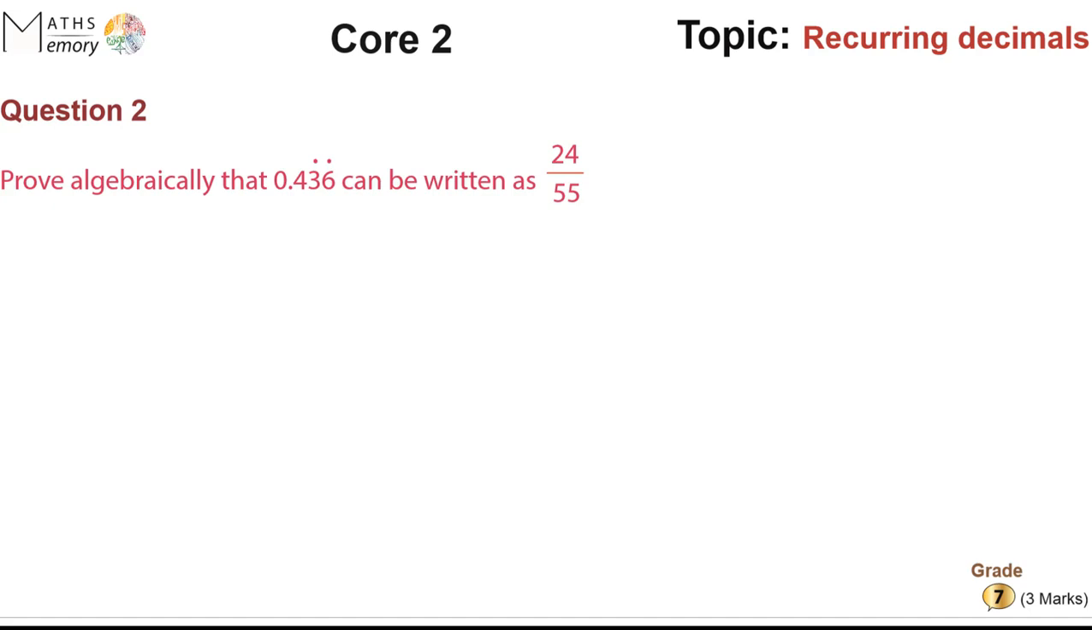Question 2, core 2. So press pause, write this recurring decimal down, try to get this as its simplest form possible as a fraction, and press play when you're ready.